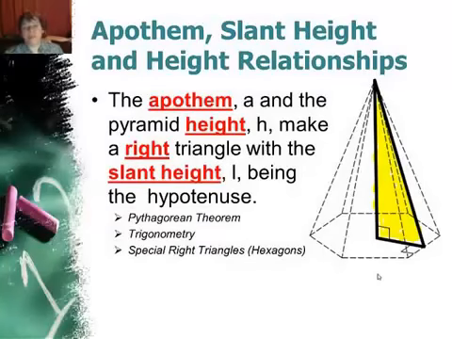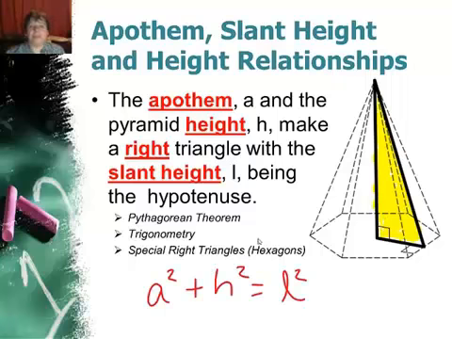Now, an important thing about pyramids is because we have this slant height, it has a special relationship with the apothem, which is the base of this triangle here, the height, and the slant height. They all make a right triangle. Usually what you'll end up doing is using either the Pythagorean theorem, because a squared plus h squared equals L squared, you could end up using some trigonometry, or you could even use special right triangles depending on the problem to find one of these values.